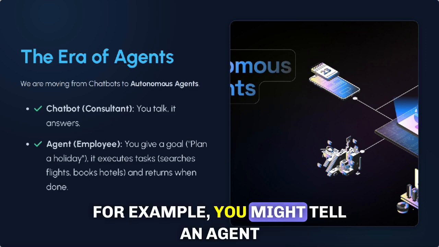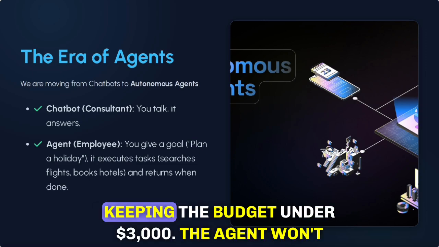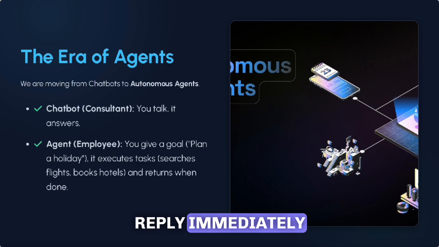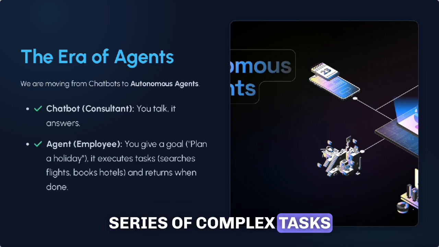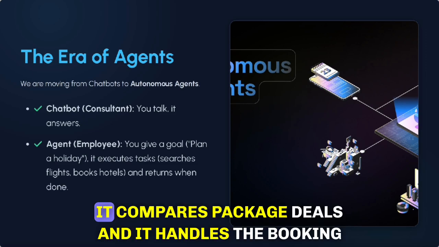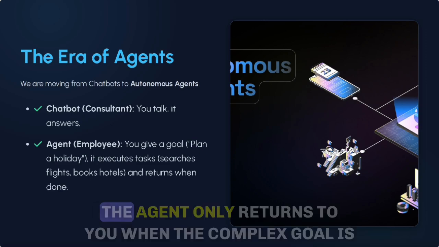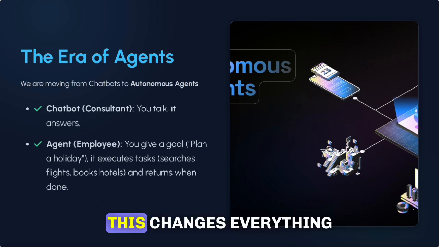For example, you might tell an agent, plan a holiday to Japan for 4 people, keeping the budget under $3,000. The agent won't reply immediately. It goes off and independently executes a series of complex tasks. It searches flights. It checks hotel availability. It compares package deals, and it handles the booking process. The agent only returns to you when the complex goal is complete. This changes everything.